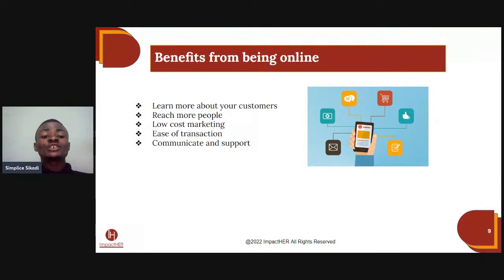Another advantage is that you can communicate and support your customers. If a customer is not satisfied with your product, the person doesn't necessarily have to call you. The person can drop a message in your inbox, and of course you can get to the person, discuss with the person, find out what the challenge is, and many others. So being online today is very, very, very important.